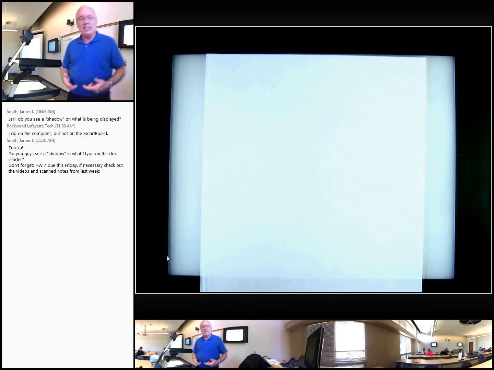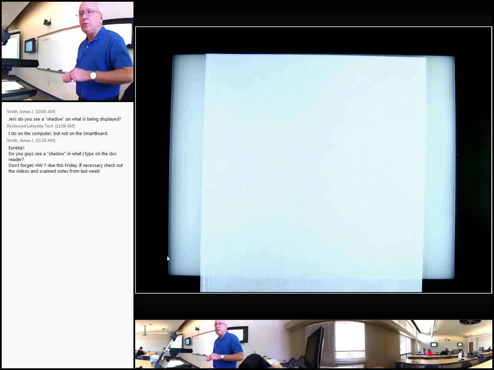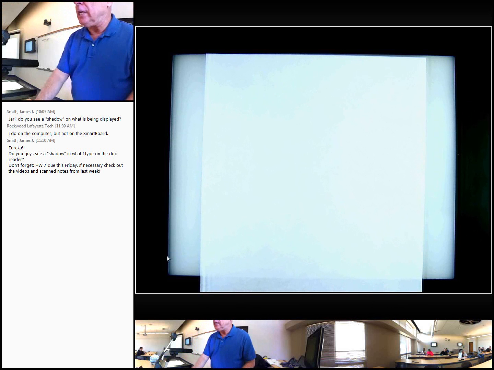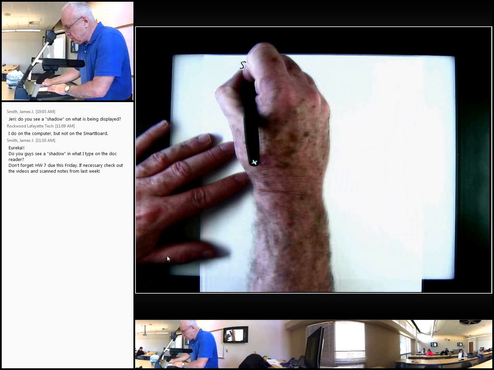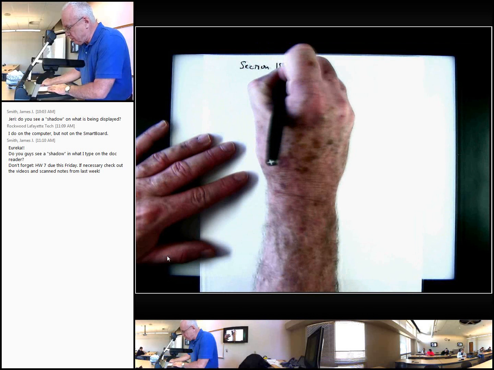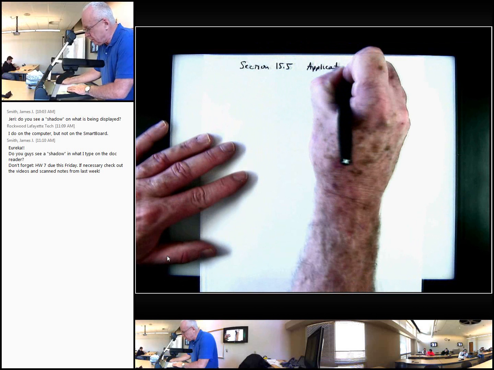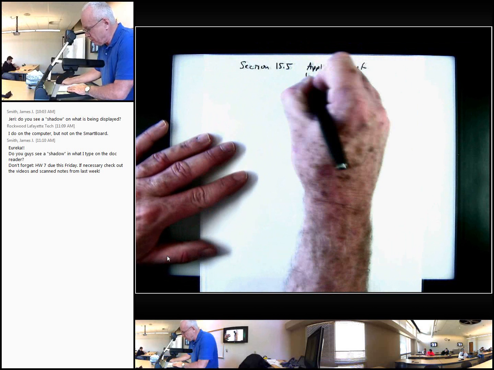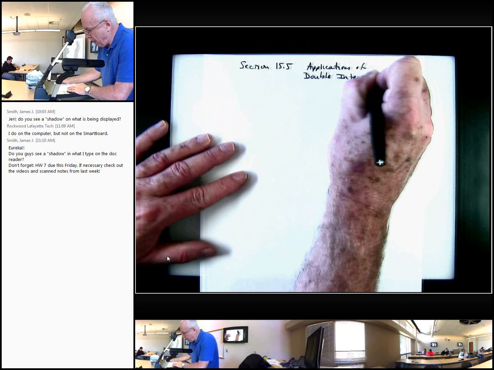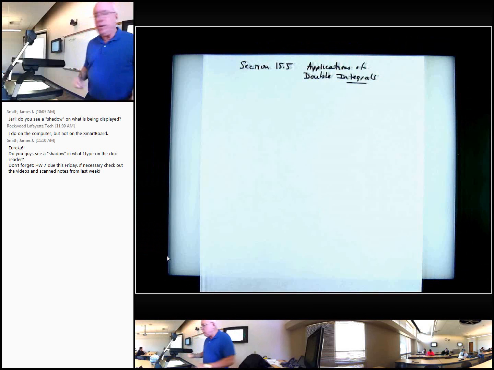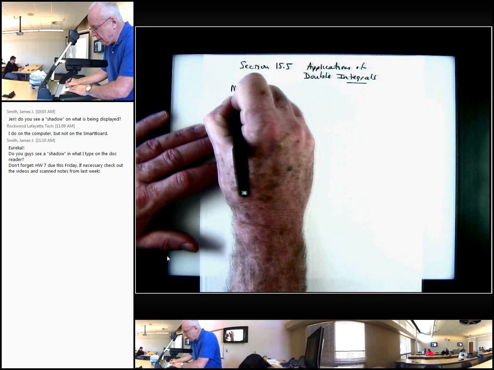But for right now, this next section is a little application section. So I'm just focusing on one of the applications that's talked about in this section. So this is section 15.5. General title is Applications of Double Integrals. But what we're going to be focusing on here are the concepts of moments and center of mass.